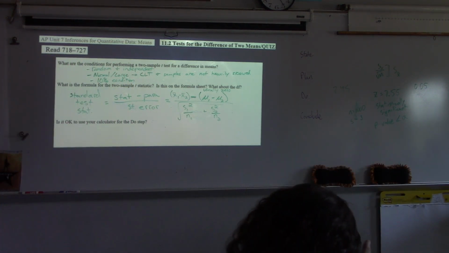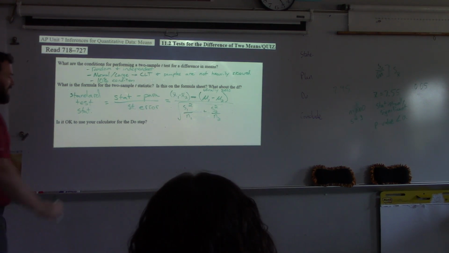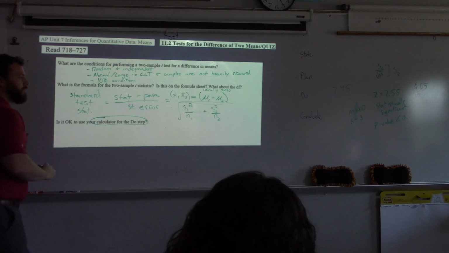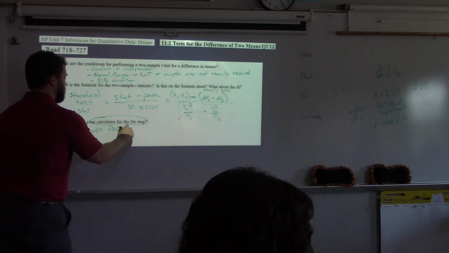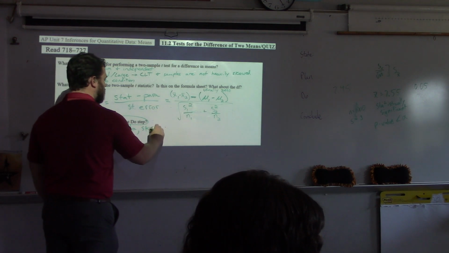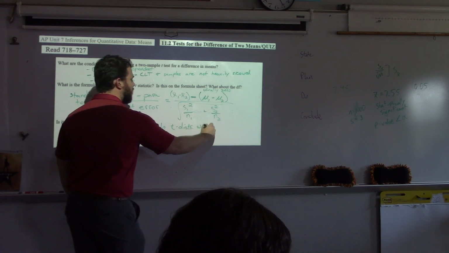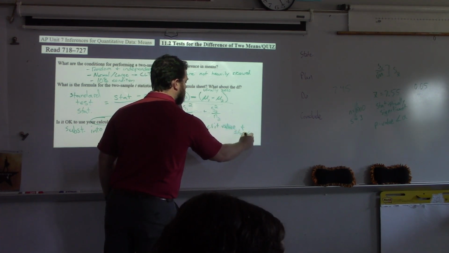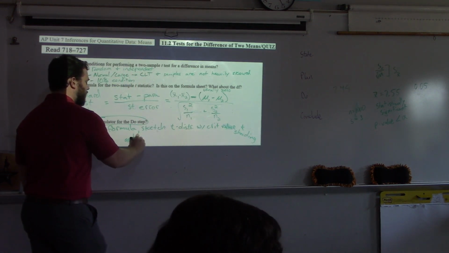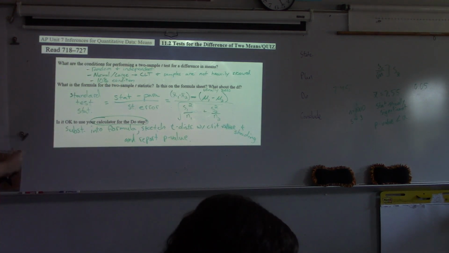And remember, you're not going to have to do all of these calculations. Substitute in, and then what are we going to use? No substitution. We're going to use the calculator. Substitute into formula. Sketch your t-distribution with your critical value and shading, and report P. That's it. Substitute into the formula, sketch your t distribution with the critical value and shading, and report your P value.